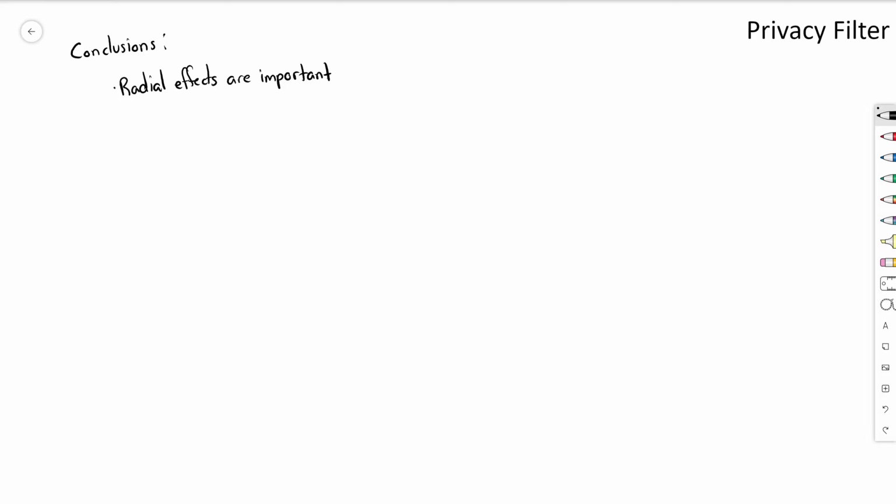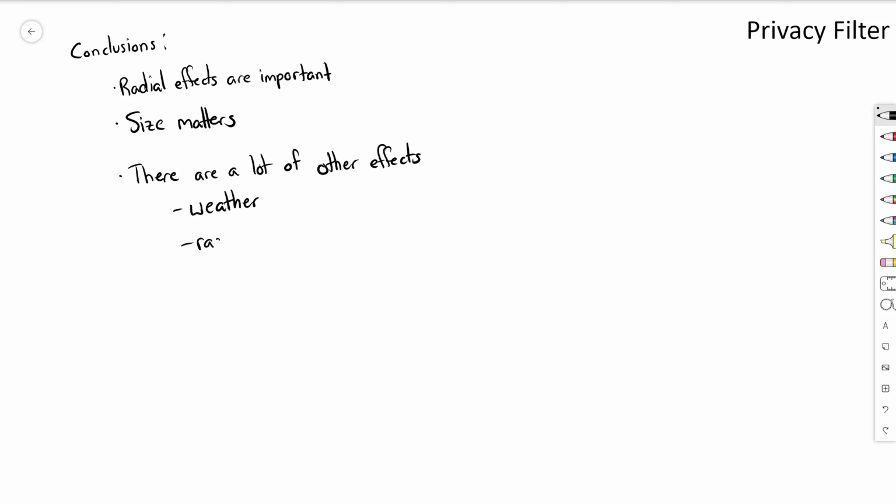The second thing we can conclude is that size is important. The size, the scale, is important. Sorry, Master Yoda, you are wrong. There are a lot of other effects, right? Because these equations, we cut out pretty much everything. Cut out weather, cut out radial effects, we cut out tidal effects.